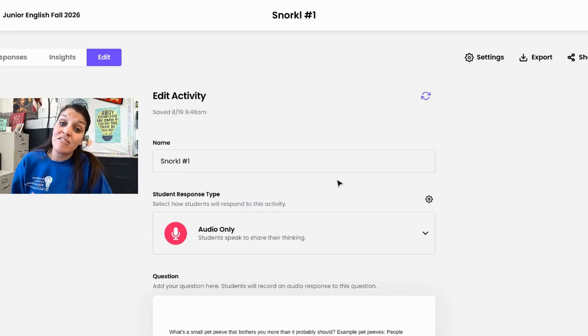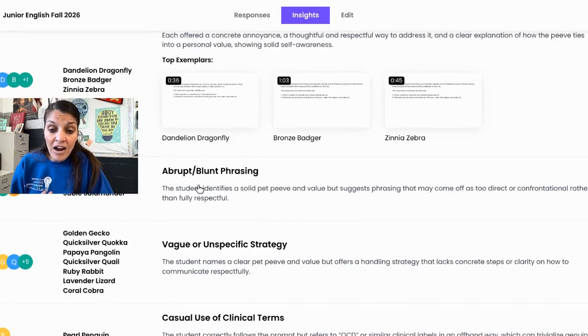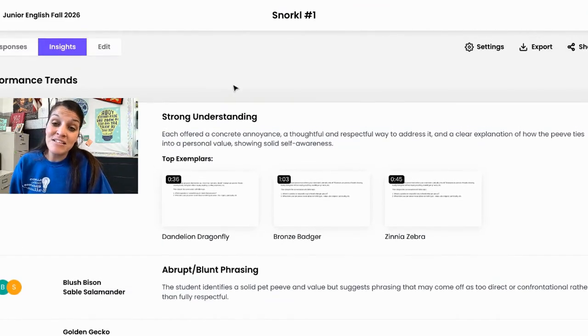I also monitor it really carefully to make sure that my students aren't getting frustrated. And if I see students, like in the insights here, that are having repeat struggles, then I can address them individually and I can provide them that targeted support. So this is an amazing formative tool. My students have really gained a lot from it. I use it about once a week, and I've seen their writing and their speaking improve.